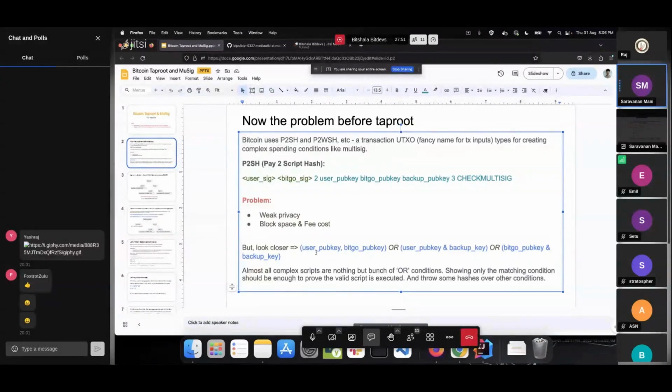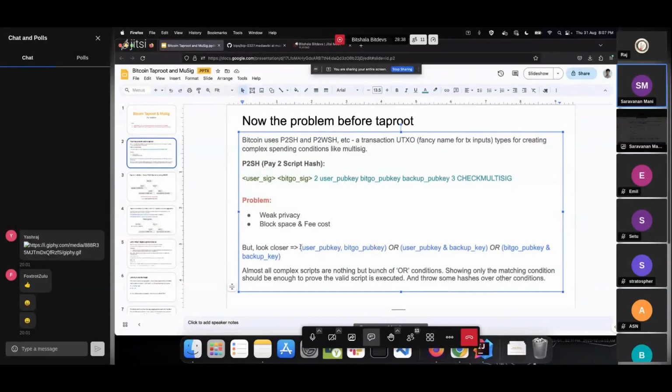So to proceed further, we can get an idea, an intuition from the scripts. What do we mean by that? Every script can be rephrased in a way like OR conditions. Example, in this scenario, 2 of 3 is nothing but either user and Bitgo, or user and backup, or Bitgo and backup. Even if it involves much more complex scripts, we can rephrase something like this. Let's say for a Lightning Network channel, where some time blocks will be involved, you can rephrase that as OR conditions, right? So that is one of the advantages that we can see if you interpret it in the right way.